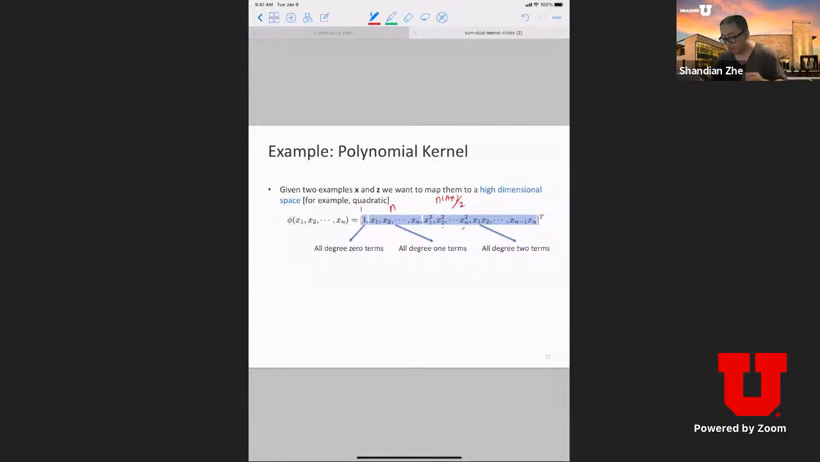So if we add them together, you'll see the dimension after feature mapping is O(n) squared. But in the original feature space, your feature vector is n-dimensional. Imagine if your n is simply 1000, then after feature mapping, your dimension is about 10 to the power of 6, which is 1 million, right? It's very high dimensional.